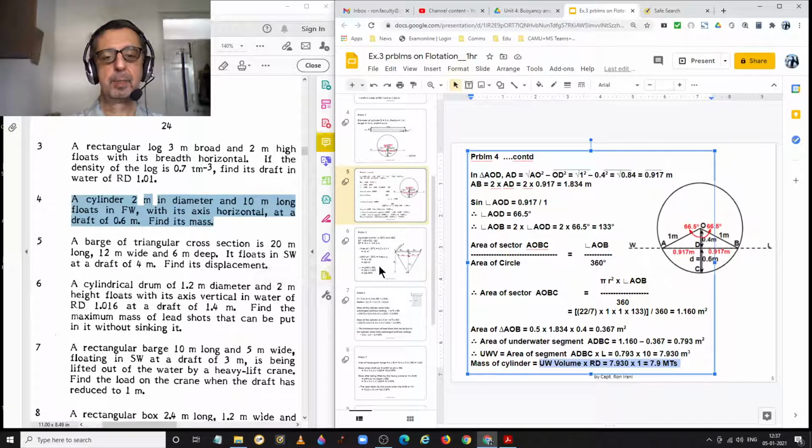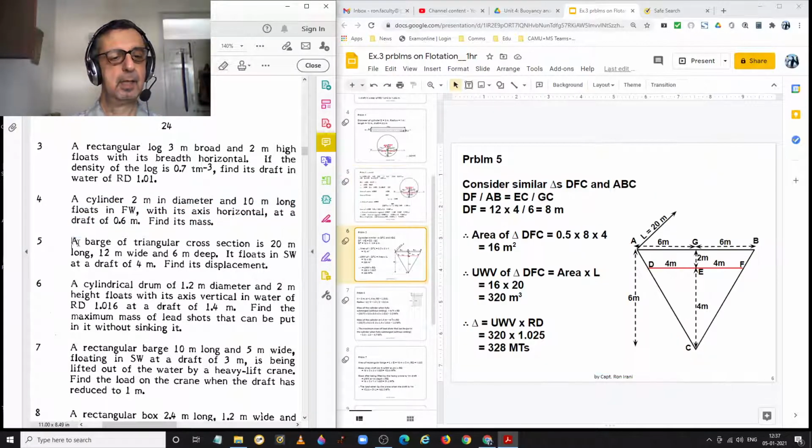Moving on to problem number 5. A barge of triangular cross section is 20 meters long, 12 meters wide, 6 meters deep. It floats in salt water at a draft of 4 meters. Find its displacement.